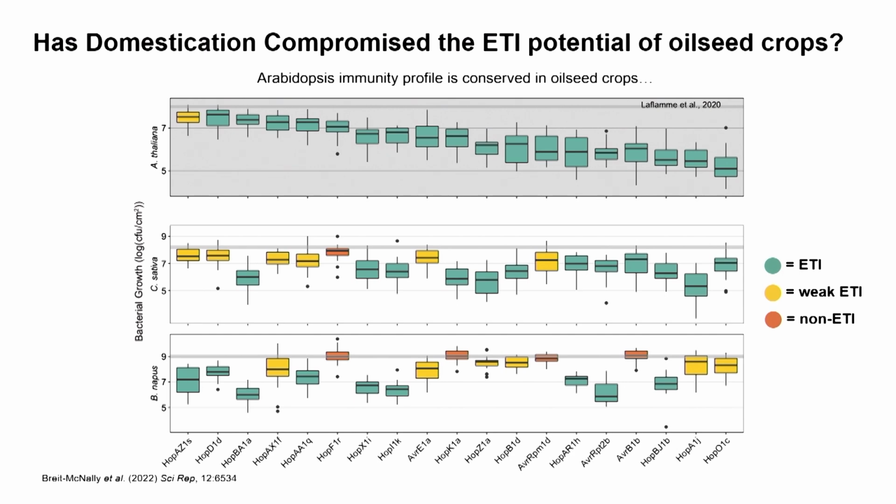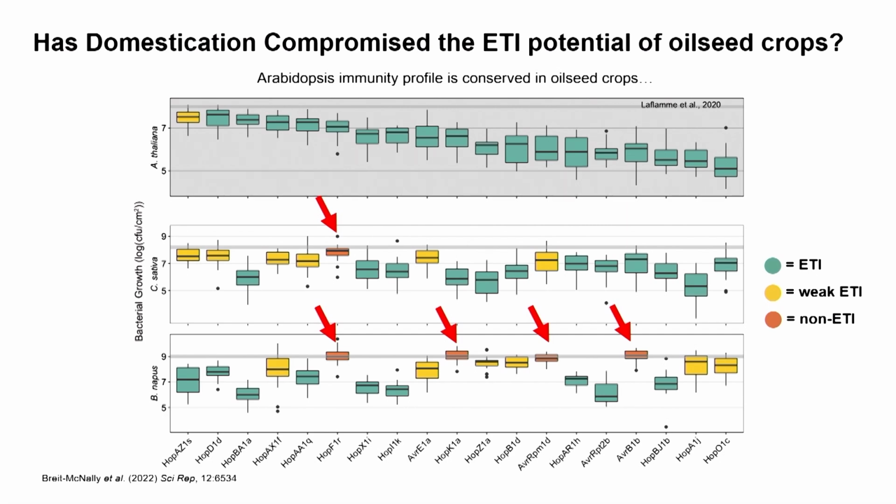So when we tested all these immune elicitors, I'm showing here a bacterial growth assay. Anything that's significantly less than the gray line on each one of these graphs would be considered an immune response. It's reducing bacterial growth significantly relative to the control virulent pathogen strain. To summarize, we lost 1 immune response in Camelina and 4 in the more distantly related canola.